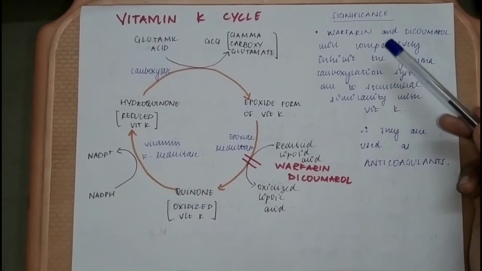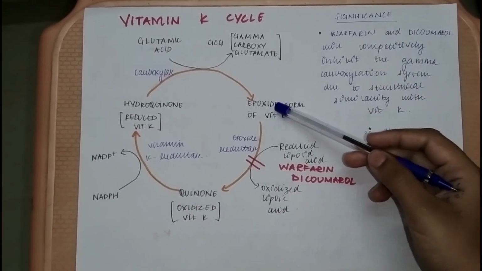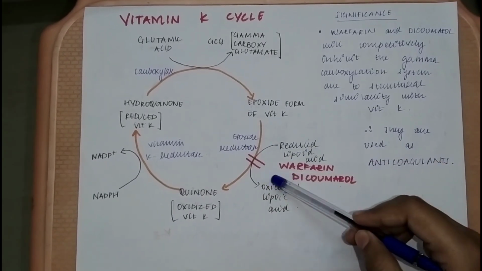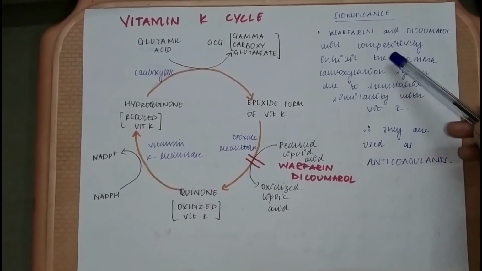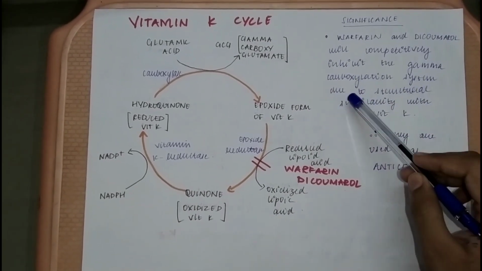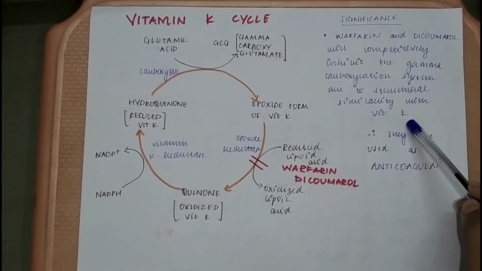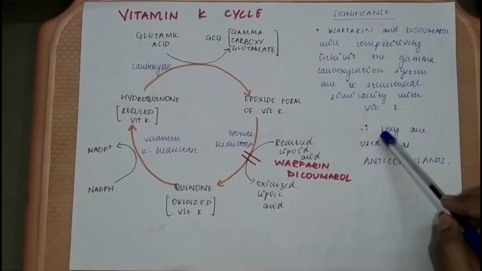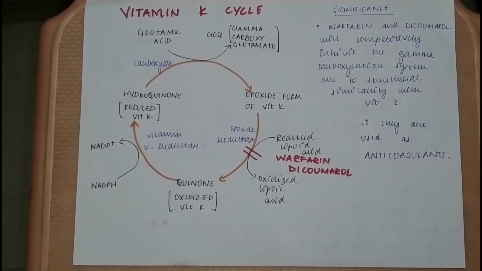Now the significance of this cycle is, in the second step of the cycle, warfarin and dicumarol competitively inhibit the gamma carboxylation system due to structural similarity with vitamin K. Therefore, they are used as anticoagulants.